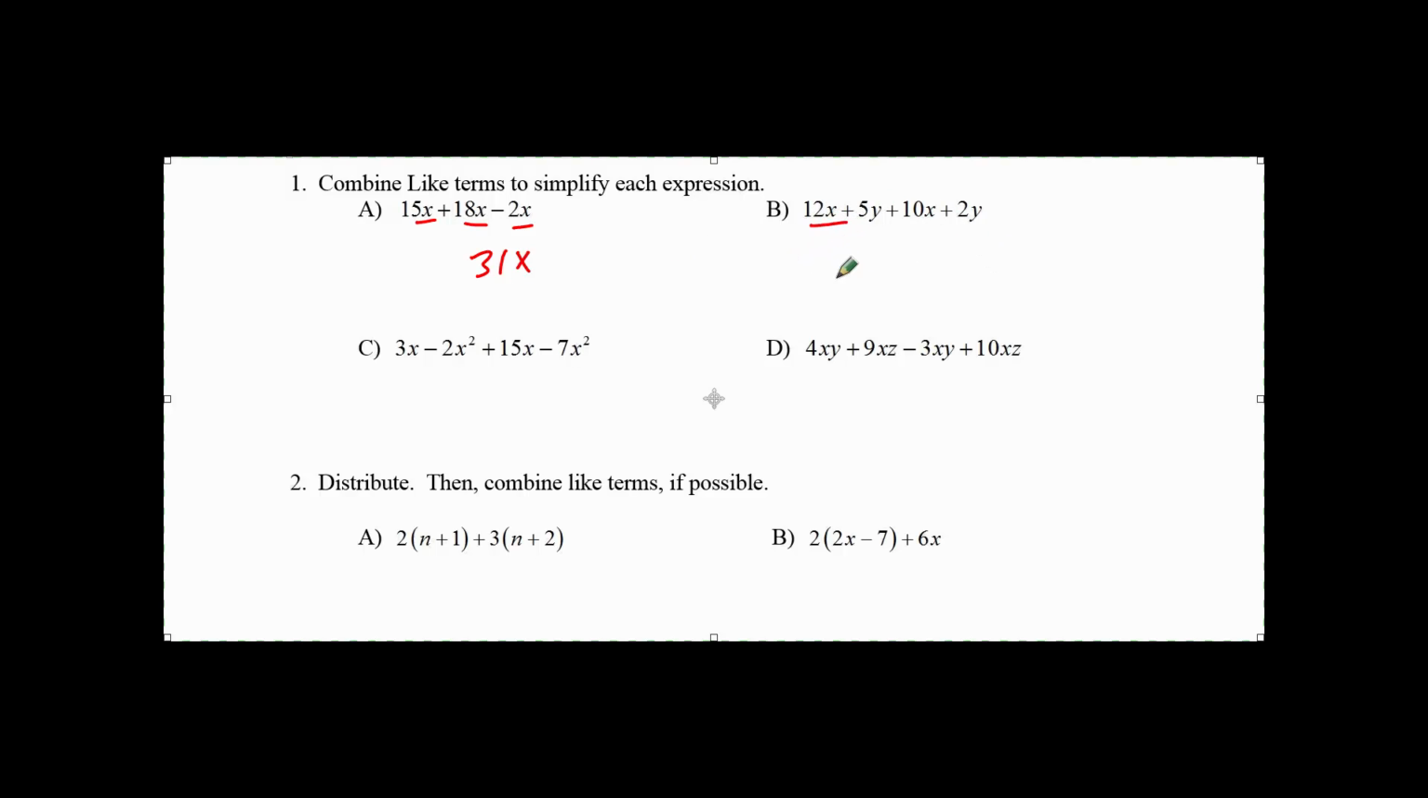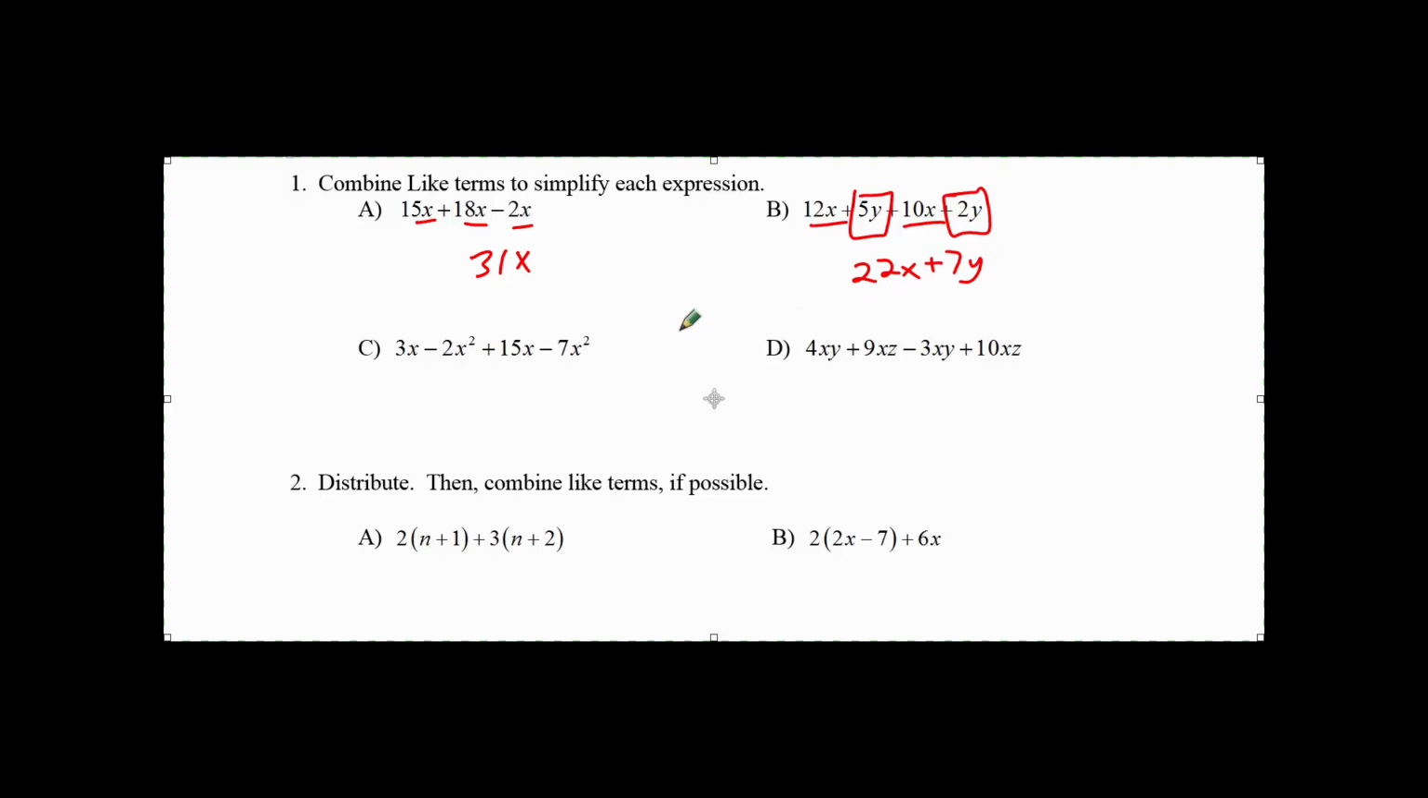So here we have x terms, and then we have y terms. And then you're just going to combine them. So you have positive 12x, positive 10x, that makes 22x's. 5y and 2y would be 7y.